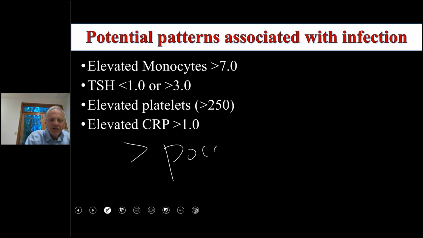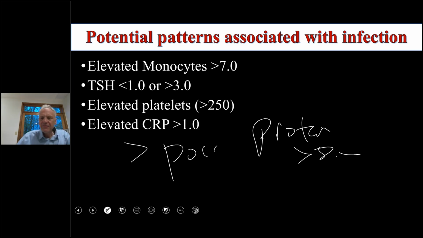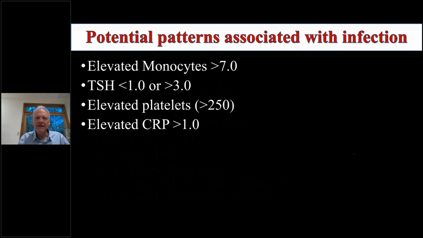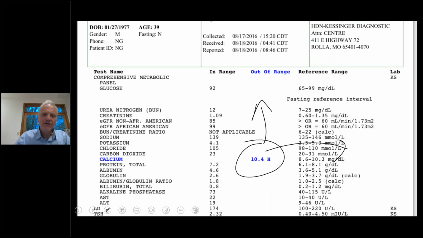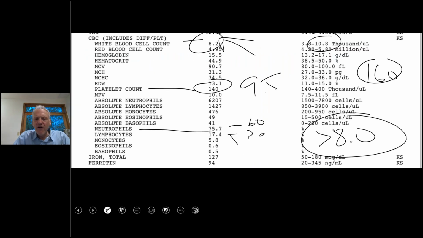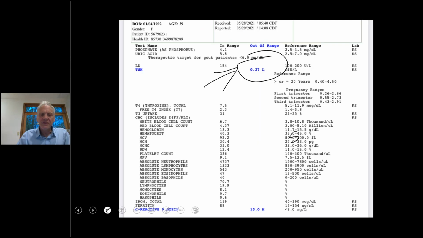Protein over 8. Now, dehydration can cause protein to go high, but not that high. Inflammation is doing that for some reason. Of course, cancers and catastrophic things can make protein go that high as well, and you have to see what patterns fit. But by far, the most common pattern is going to be the bacterial.